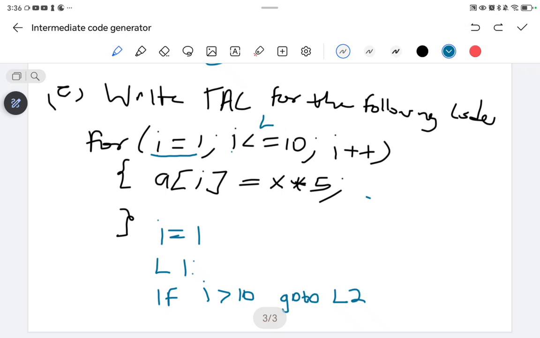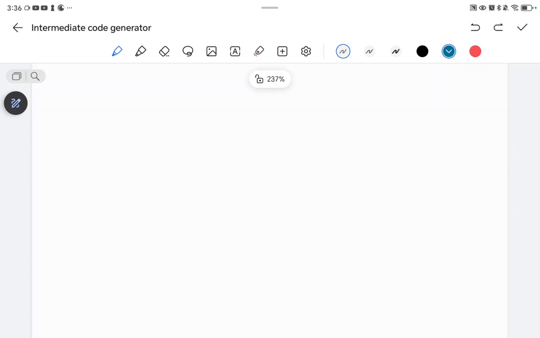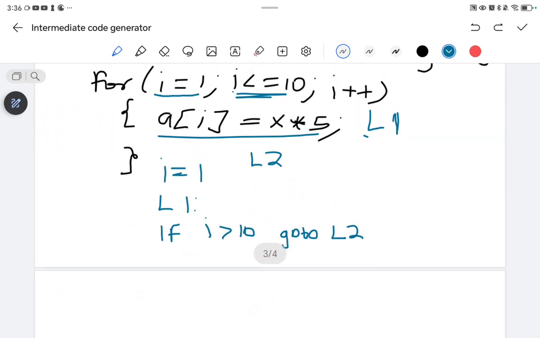This is L1. Whatever will be happening inside this execution is here. Since it's going to come inside, the outside we'll name L2. So if this fails, it will go to L2. I'll write L2 there. But first I need to write what happens at L1. If that fails, it will go to L2, but if it doesn't fail, it will come inside here.